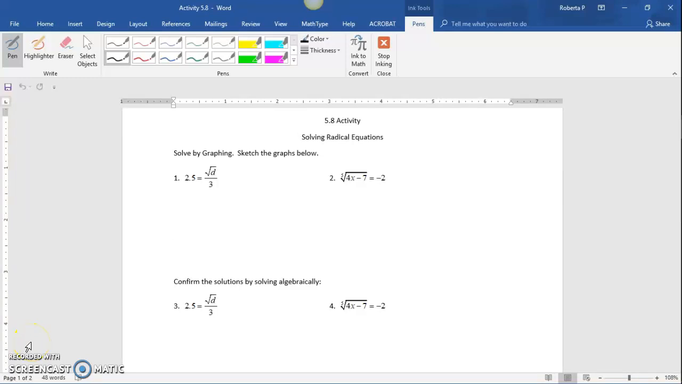In activity 5.8, we're focused on solving radical equations. We've been solving them graphically by just doing y1, y2 point of intersection, or f of x and y equals in Desmos, and then finding that point of intersection. Now we want to really focus on how we do this algebraically. So for number 1 and number 2, I just want you guys to graph them and solve them graphically.